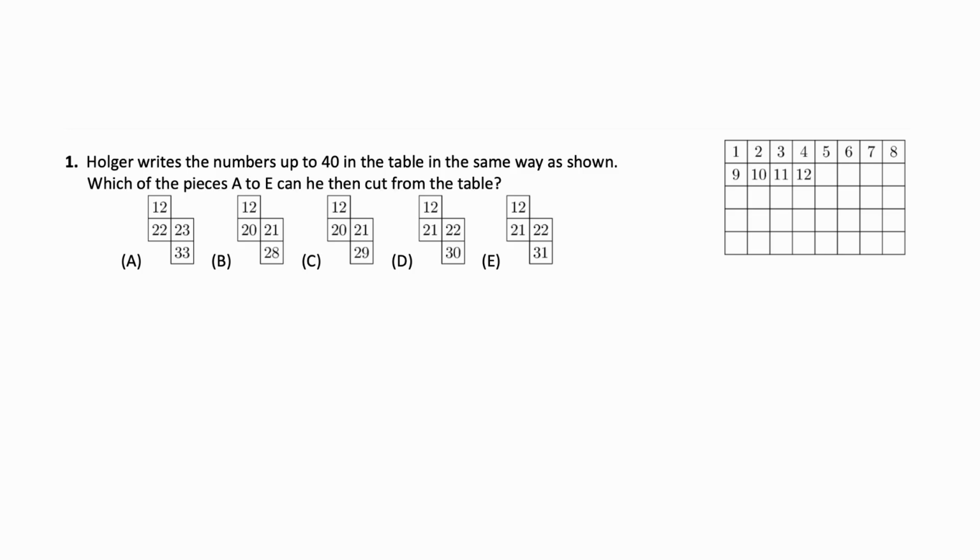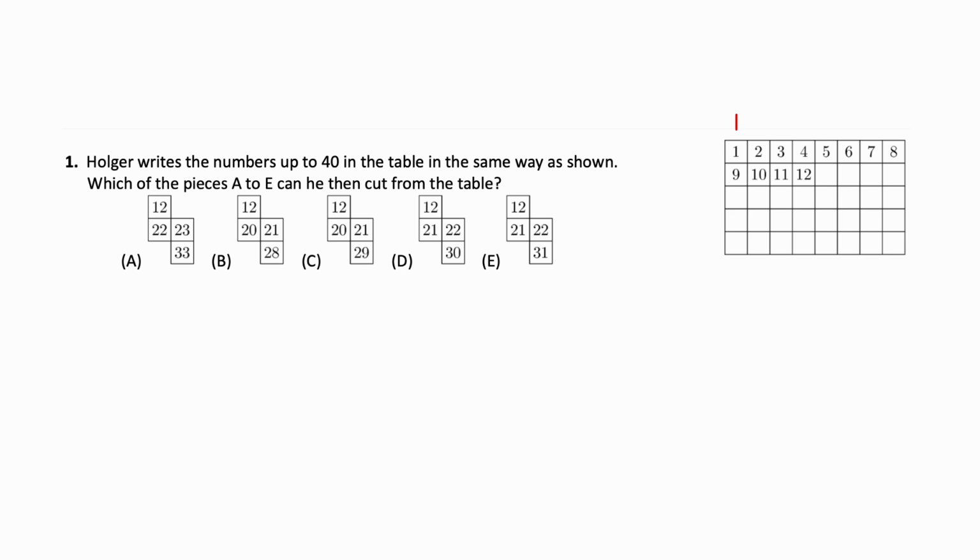Question 1. Holger writes the numbers up to 40 in the table in the same way as shown. Which of the pieces A to E can he then cut from the table? In this table, we have numbers from 1 to 40, and only 1 to 12 as shown in this table.